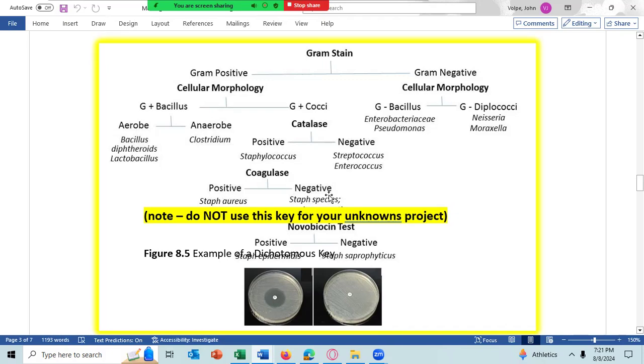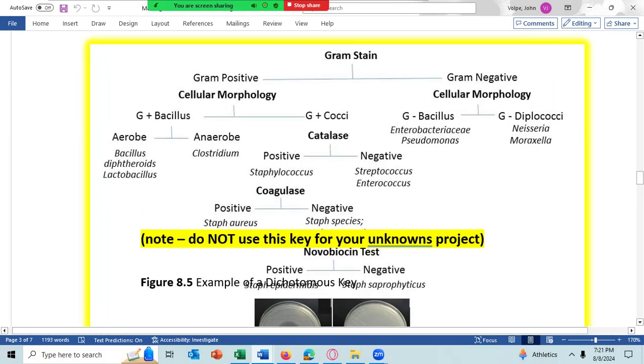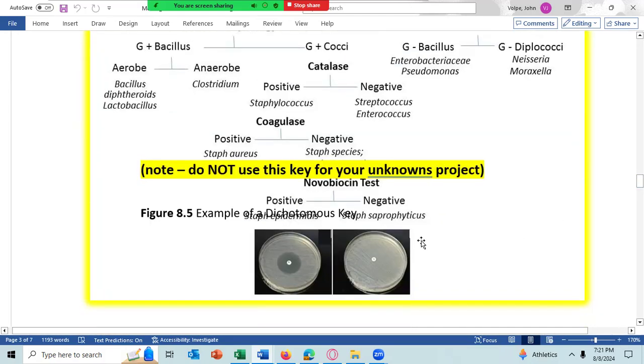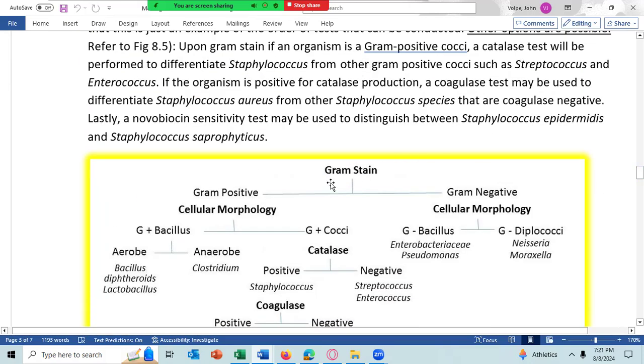And then you can run the novobiocin test. If it's novobiocin positive, meaning that the bacteria are sensitive to novobiocin, then it is, I can't read that. I think it's Staphylococcus epidermidis. Can somebody, yeah, it's Staphylococcus epidermidis. If it's novobiocin negative, meaning the bacteria are not sensitive to the antibiotic novobiocin, then it is Staphylococcus saprophyticus. And that's how you do a dichotomous key. One test after the other.